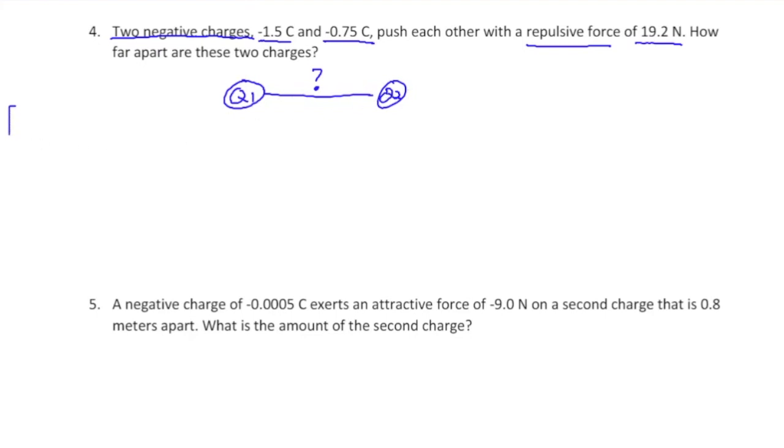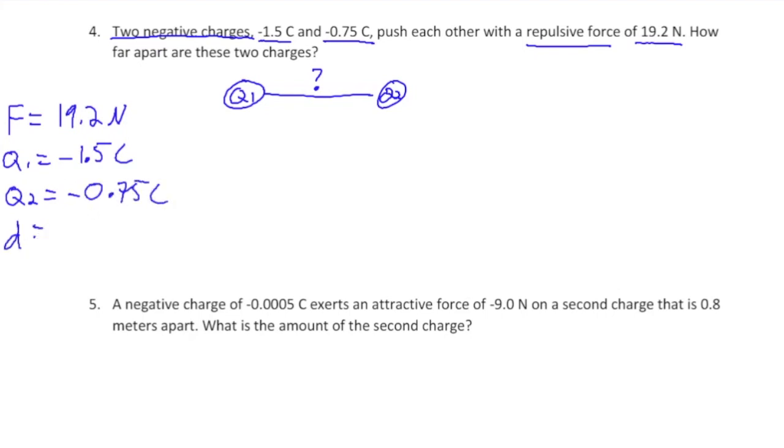So let's identify what our variables are. So the force is 19.2 newtons. Charge 1 is going to be negative 1.5 coulombs. Charge 2 is going to be negative 0.75 coulombs. The distance between them is unknown, and the K value is always 9E9.